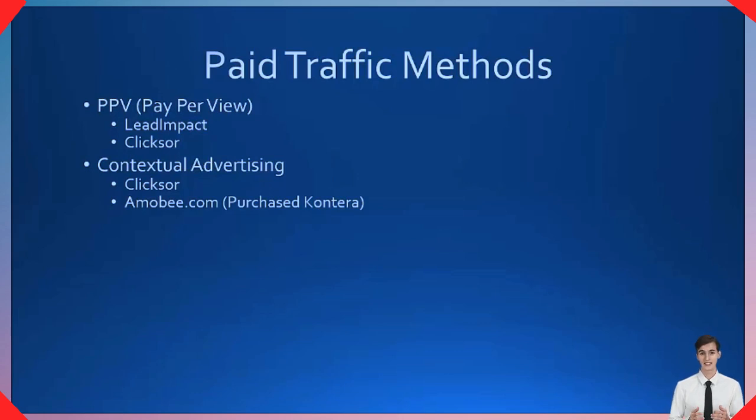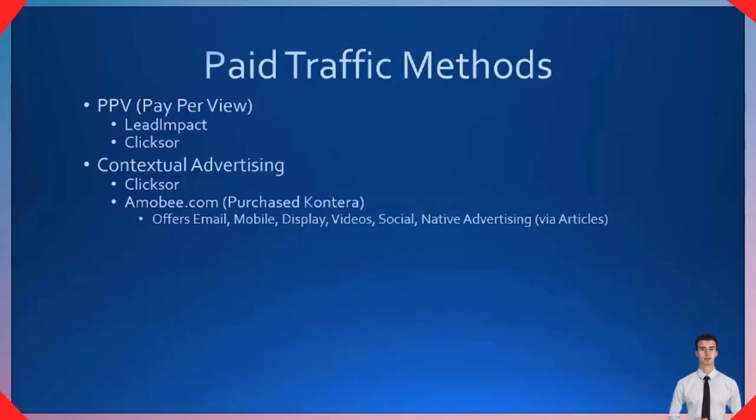And it's a semi-targeted click because it's found on articles related to your niche, on a topic that they're reading. Contera is what it used to be known as, and a site called Amobi.com ended up purchasing them, but they offer the same service. ClickSoar.com is another big one. Amobi offers all kinds of paid ads like email, mobile, display ads, videos, social, and native advertising. So those ads that you see on articles, those advertorials that we were talking about in some of the other methods, that's what you would find there.